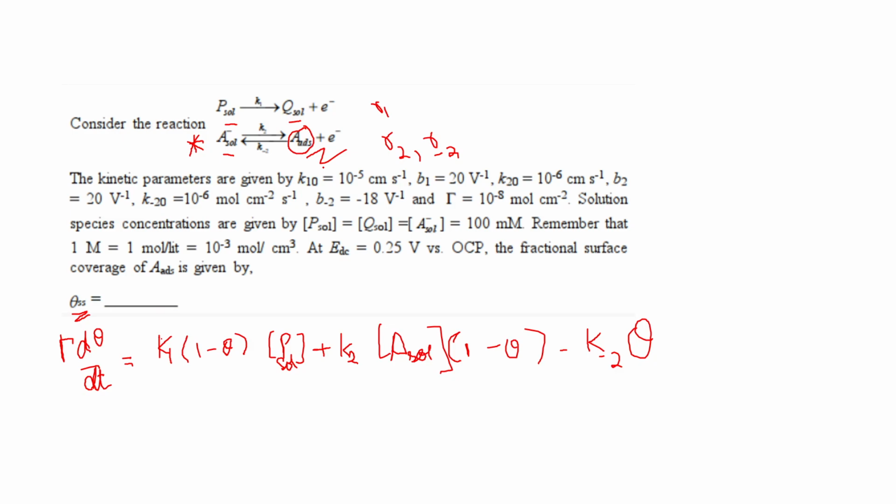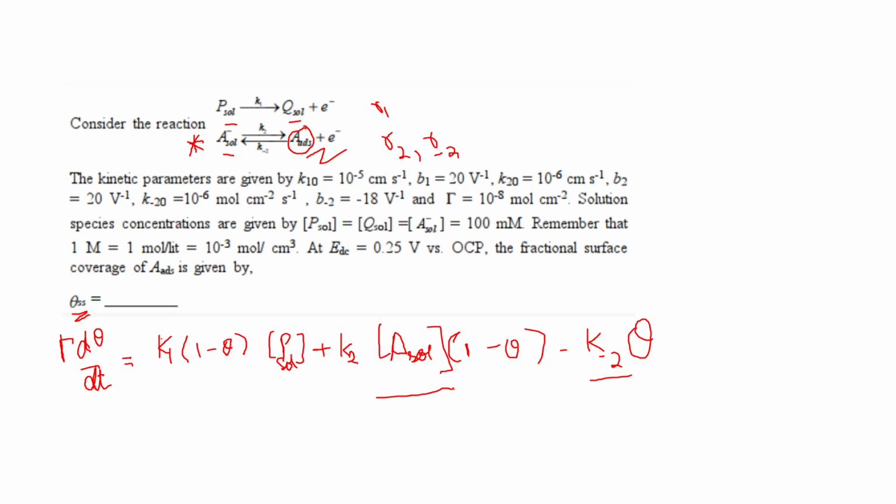So in the backward reaction, somewhere A adsorbed is consumed. That means the theta is reducing. The fraction of sites which are occupied by A adsorbed is reducing. That is why for the backward reaction we are giving negative. So one doubt is clear. Someone had asked me.